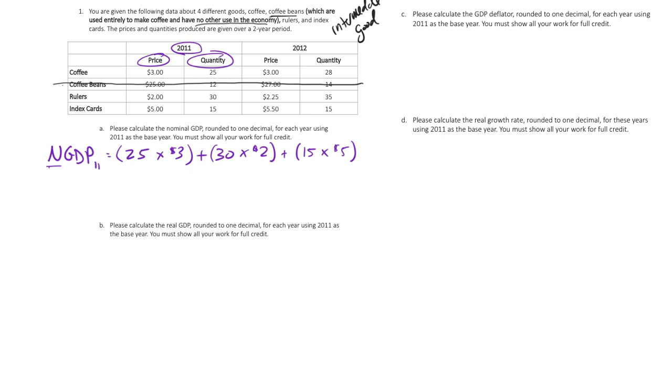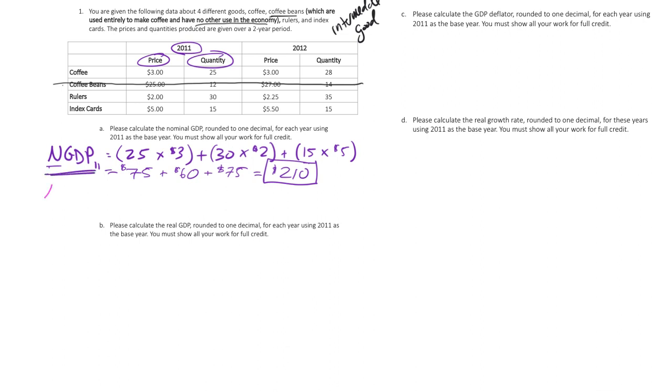has added to production. We can do our math here, and we see that this is going to be $75 for coffee. We see it was $60 added to the value for the economy for rulers, and we see $75 added when it comes to index cards, which equals $210. So $210 is the nominal GDP in 2011.